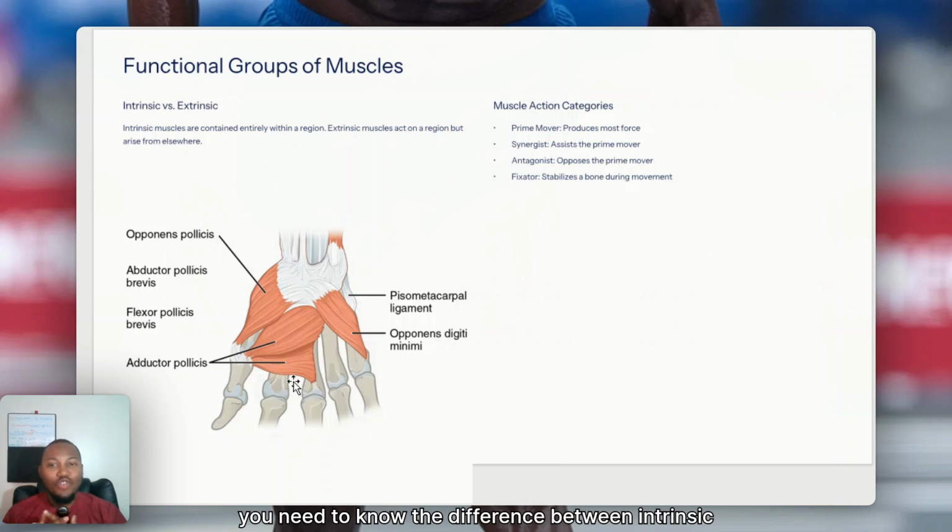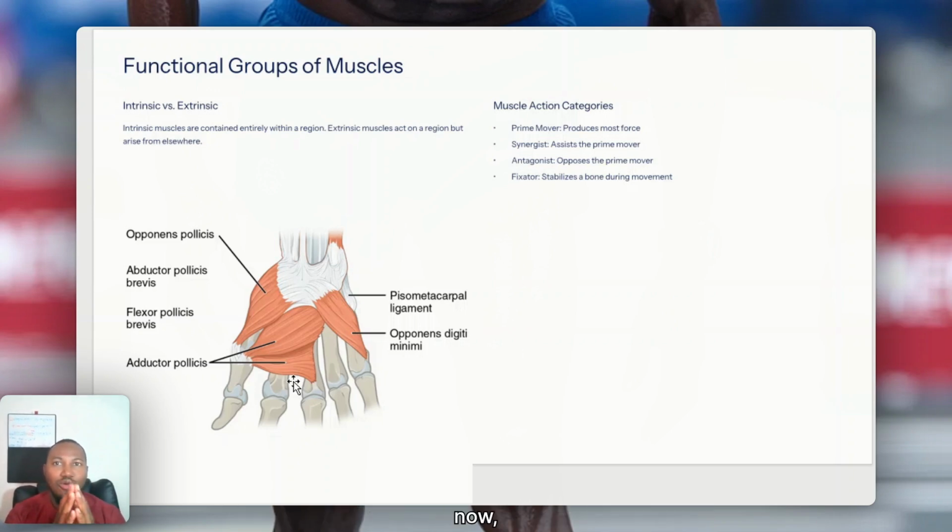Also, you need to know the difference between intrinsic and extrinsic muscles. All right? Intrinsic muscles are usually contained entirely within a region, while extrinsic muscles act on a region but arise from somewhere else. Intrinsic muscles arise from here and function here. You need to know this difference because you will be asked in your exams.